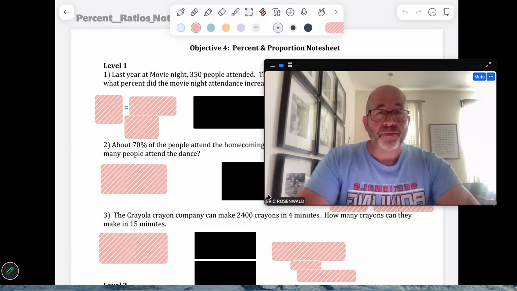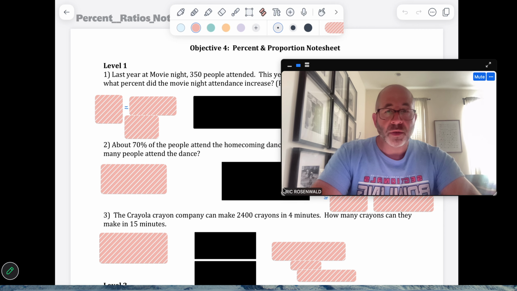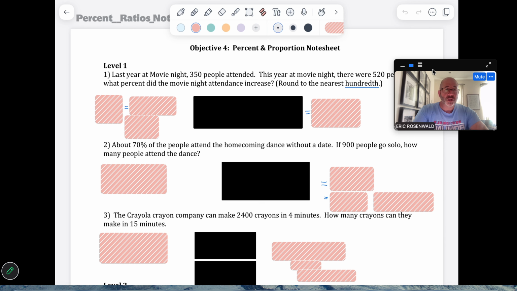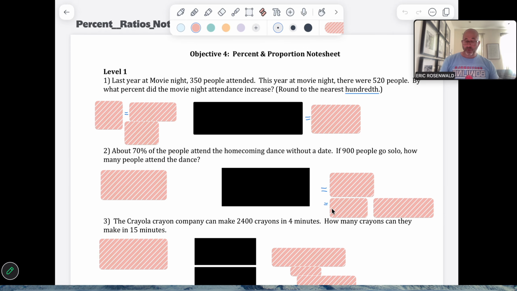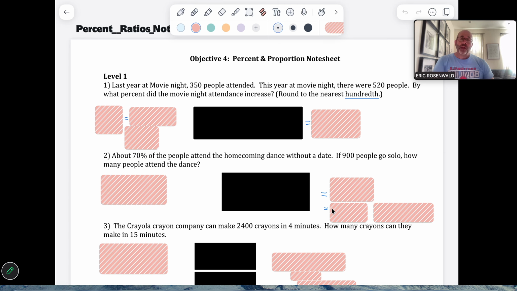So let's get started. Let me go ahead and move myself out of the way here, and we will jump in. All right. So first, let's take a look at the number one level, or at level one questions, and let's look at the first one here. We're talking about that last year at movie night, 350 people attended. This year at movie night, there were 520 people. By what percent did the movie night attendance increase?